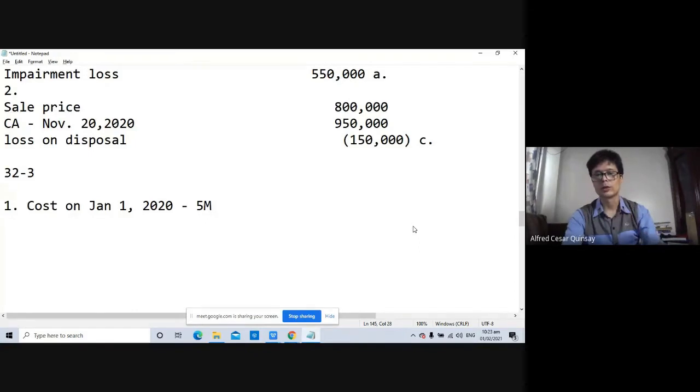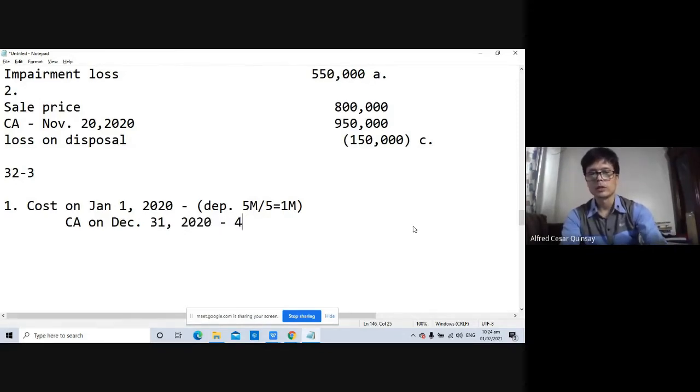Tinatanong by December 31, so after 1 year. So, kukunin mo muna yung depreciation niya. 5 years, di ba? So, divided mo by 5 years, no? Okay, which is 5 million divided by 5 years. Wala namang residual value, so this would be 1 million. Okay, 1M. So, yung carrying amount niya on December 31, 2020 would be 4 million. Kasi, yun, 5 million less 1 million. Okay? So, that would be letter B. Nakuha ba?